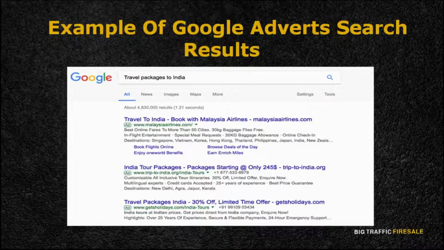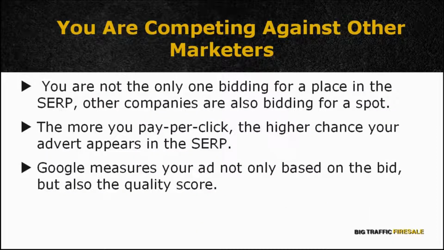Let's illustrate an example. When a person searches for travel packages to India on the search engine, adverts may appear alongside the search, either at the top or on the right-hand side of the SERP. Organic search results will also appear amongst the ads, where some people may or may not notice the difference between the two.